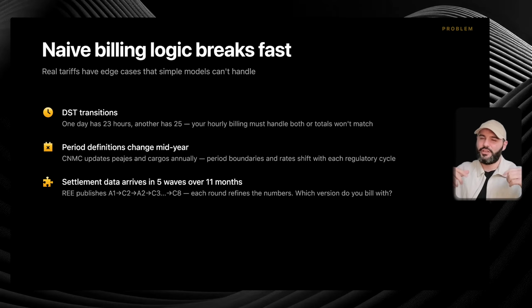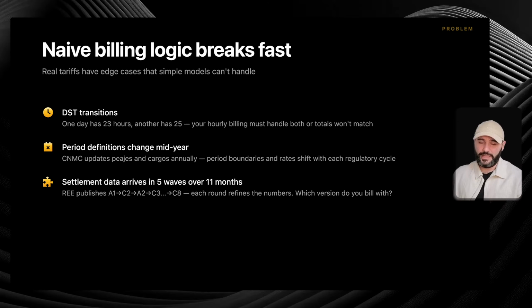But there are many other components like losses, because if you produce 1 gigawatt per hour in point A, you might reach 0.95 in point B. So that is a loss that needs to be taken into account in the system.